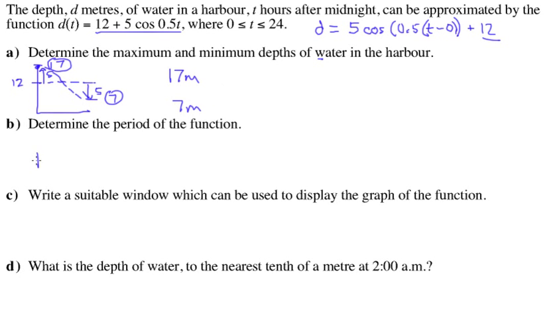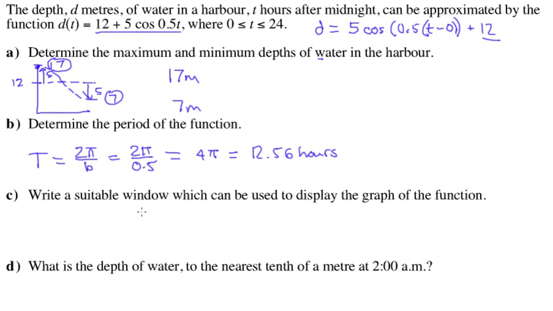For the period, for any sine or cosine, it is 2 pi divided by b. In this case, that's 2 pi divided by 0.5, which is 4 pi, which is about 12.56 hours. It normally takes about 12 hours because that's how long it takes for you to go from one side of the Earth where you're facing the moon to the opposite side of the Earth where you're totally away from the moon. That's typically a tide cycle.